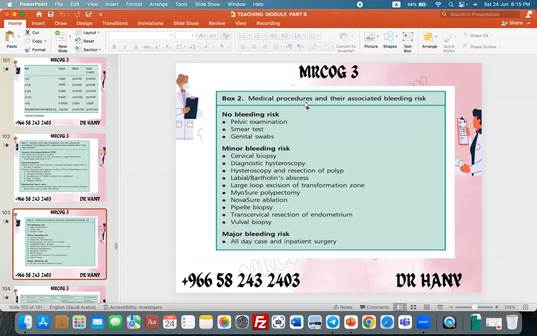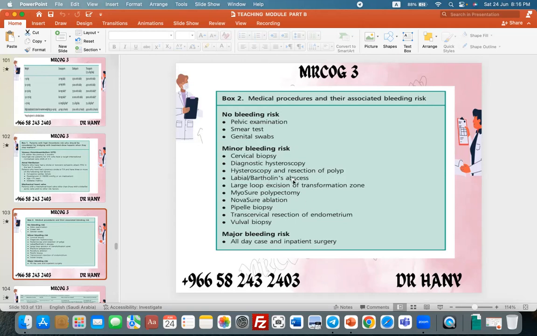Medical procedures that are associated with risk of bleeding. If there is no risk of bleeding, I can give the patient rivaroxaban. Like a pelvic examination, a smear test, or a swab, this is not a risk of bleeding. Minor risk of bleeding means day case: biopsy, hysteroscopy, LEEP, MyoSure, and so on. You see? He will bring this, because this is a new RCOG guideline in 2021, something like this.